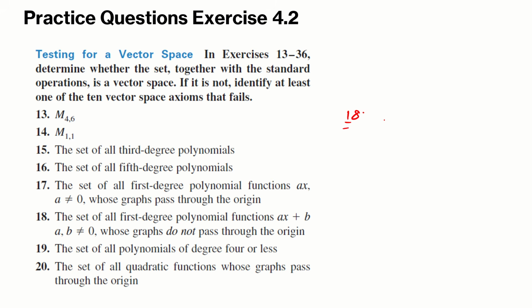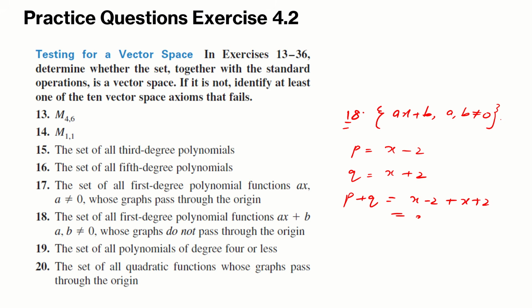It says that it is the set of all polynomials of the form ax plus b, right, with a and b both not equal to 0. जब b 0 के बराबर नहीं है तो ऑब्वियसली क्या हो जाएगा, ये ऑरिजिन से पास नहीं होगा. लेकिन अगर हम एक वेक्टर ले लें p दैट इज x माइनस 2, दूसरा पॉलिनॉमियल आप ले लें q दैट इज इक्वल टू x प्लस 2, then their sum p plus q, which is equal to x minus 2 plus x plus 2, that is equal to 2x, but the graph of this function passes through origin.